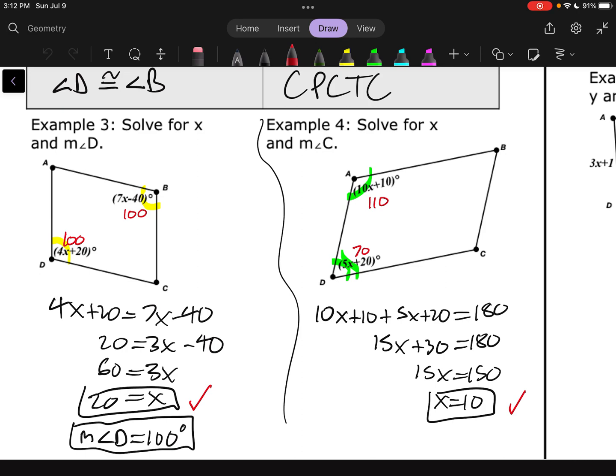Now they want us to find angle C, and angle C should be congruent to angle A, right? Because those are the opposites. So I will say that the measure of angle C is equal to 110.